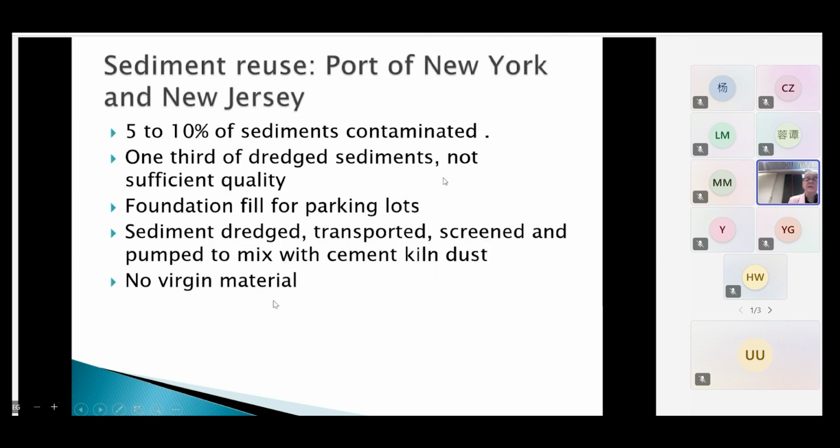And this is another case in terms of sustainability, looking at the port of New York, where they had some contaminated sediments. They ended up reusing these contaminated sediments as a foundation for parking lots. They dredged the sediment, transported it, screened it, and mixed it with some kiln dust to do the remediation.